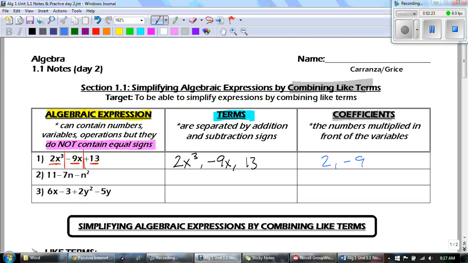Let's do the same thing for number 2. Looking at my terms, I'm finding my addition and subtraction signs. I break it down and have 3 terms. 11 is the first one. Then 7, but what type of 7? It's a -7. And then what about that n? I'm sorry, I should have -7n.